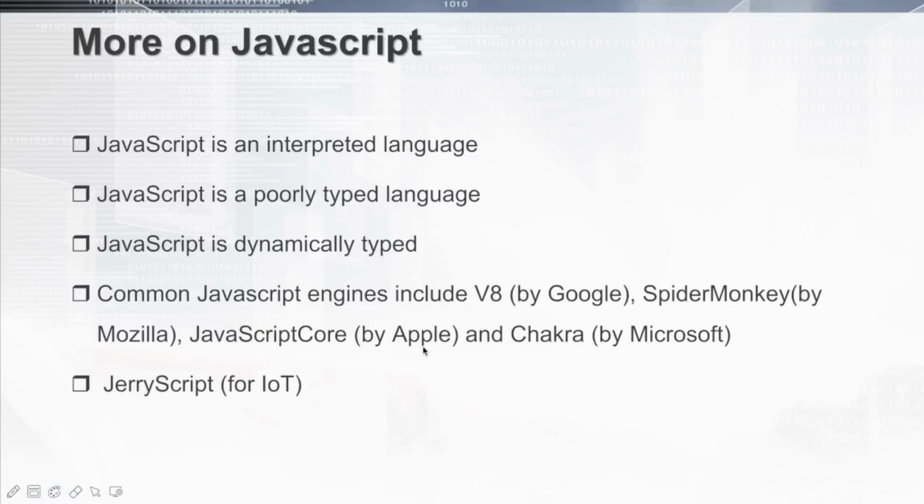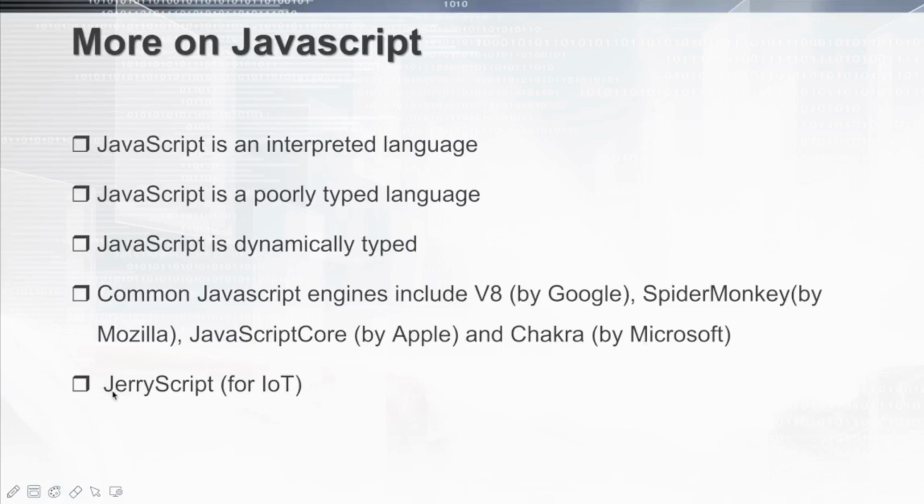So if you are using an Apple device, could be a mobile phone or a computer, if you have a Safari browser, it's using this JavaScript Core engine to execute JavaScript. Then we have Chakra by Microsoft, and this is used in the browser by Microsoft, Edge. Yeah, so Edge uses Chakra by Microsoft.